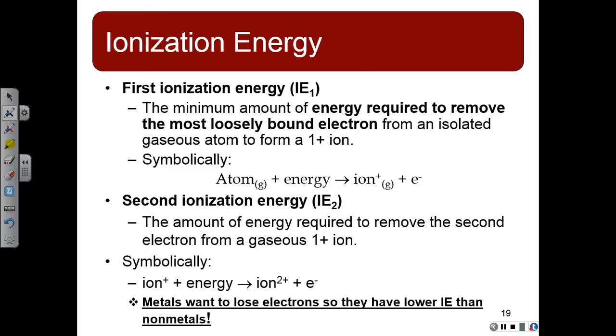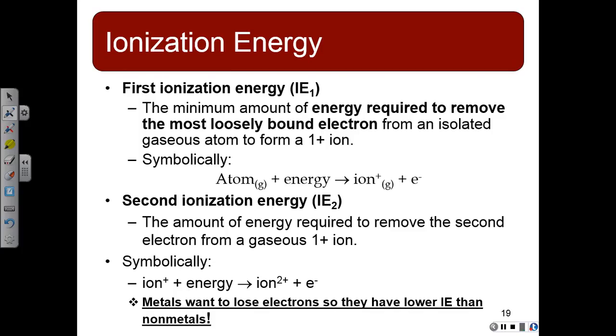So you hit this atom with a certain amount of energy, and this is called its ionization energy. One electron is lost, and then it forms the ion plus. The second ionization energy is just how much energy is required to remove a second electron. So you would take that +1 ion that you formed and hit it with some more energy, and you'd form an ion with a 2+ charge. We know that metals want to lose electrons, so they have lower ionization energies than nonmetals. This makes sense because for a metal, it's not going to take as much energy to lose that electron, because that's what it wants to do anyway. It wants to be like the nearest noble gas.